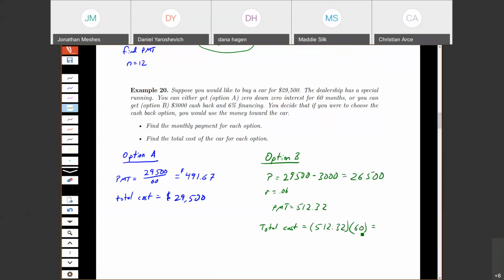Okay, so if I take 512.32 times 60, I get $30,739.20. So we end up paying a little bit more if we use option B in this case.